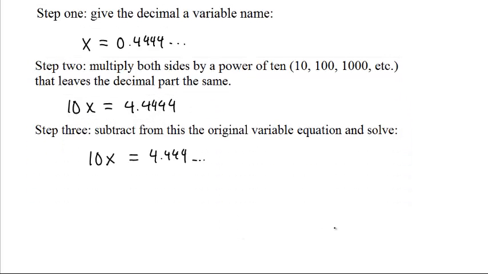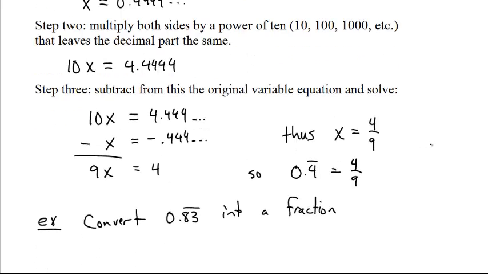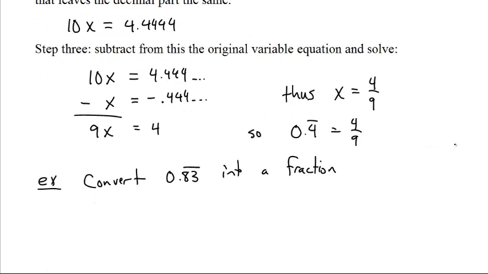That is, take your 10x equals 4.444444, and then take your x equals 0.4444 and subtract them. 10x minus x is 9x, and 4.444444 minus 0.444444 is just 4. And so 9x equals 4. Divide both sides by 9 and you get x equals 4/9, but x is what you wanted. So 0.4 repeating is 4/9. We'll do one more example in this video. Convert 0.83 repeating into a fraction.